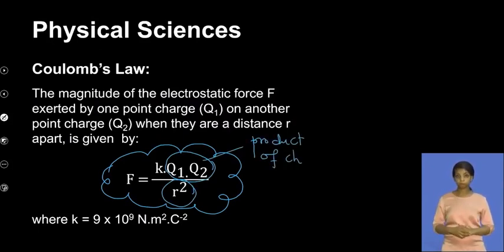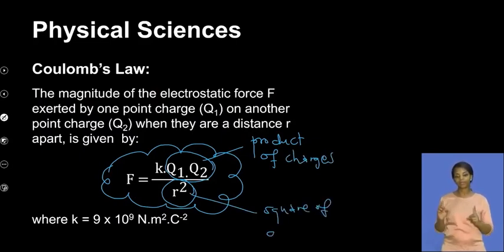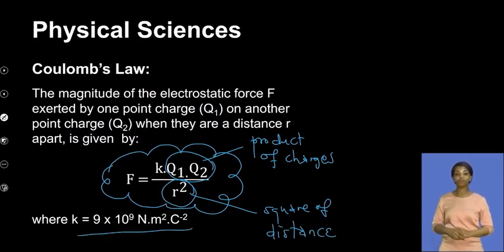So that's the product of the two point charges concerned, and then the square of the distance between the two charges. So that's the square of distance. Which mathematically gives us Coulomb's law, whereby K is that constant. The units are Newton meter squared per Coulomb squared.